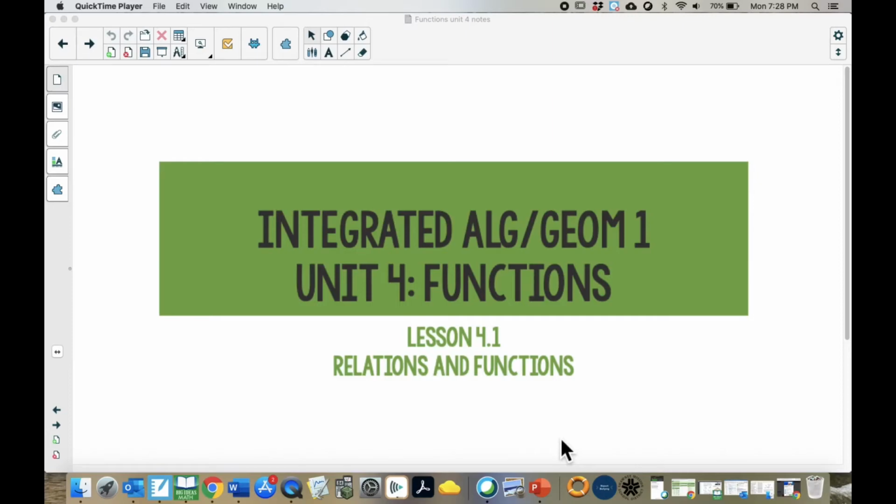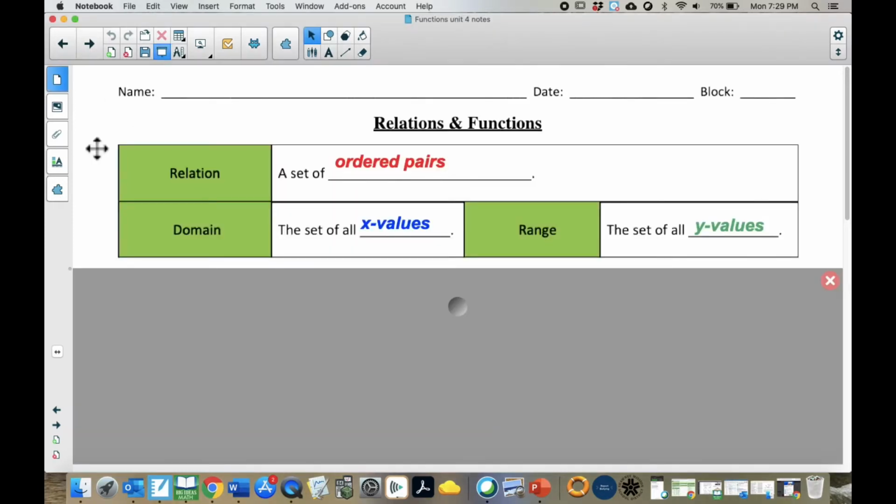Hi everybody, this video today is going to be the first video in Unit 4, which covers functions. So today we're going to be talking about relations and functions. Let's go ahead and get started. So first of all, some definitions.